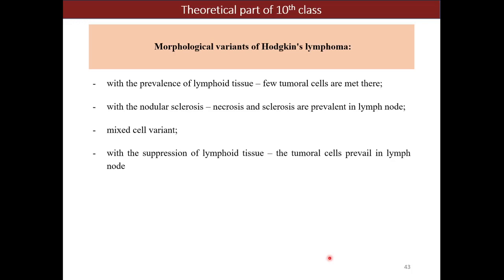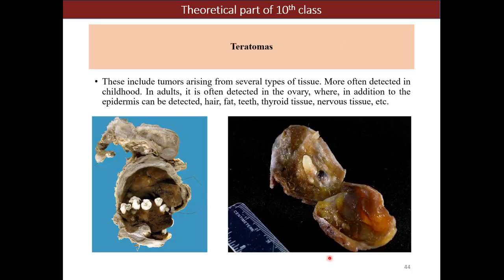Morphological variants of Hodgkin lymphoma. With the prevalence of lymphoid tissue, few tumoral cells are met there. With nodular sclerosis, necrosis and sclerosis are prevalent in the lymph node. Then the mixed cell variant, and with suppression of lymphoid tissue, the tumoral cells prevail in the lymph node.